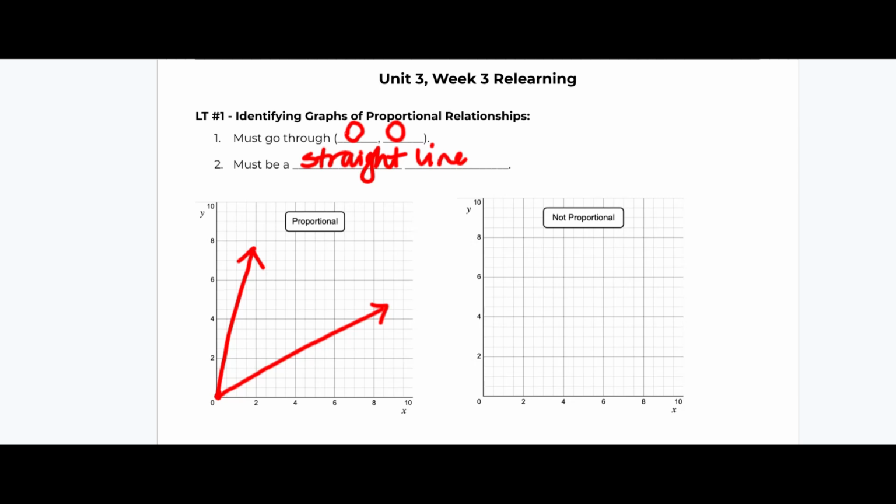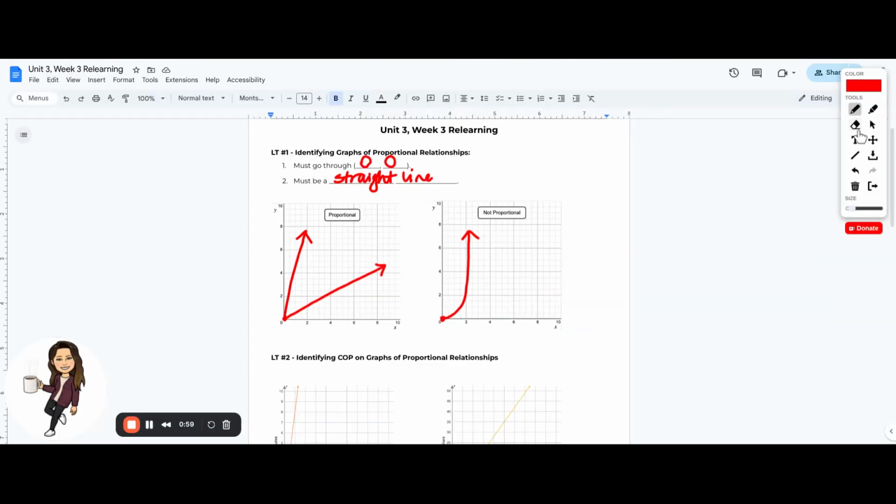An example of something not proportional: it could still start at 0 but be a curve. It could look like that. That is not proportional. It could be a straight line but not start at 0. We talked about that one day, kind of like the head start with the turtles, okay? So those are a couple of examples of proportional and non-proportional.